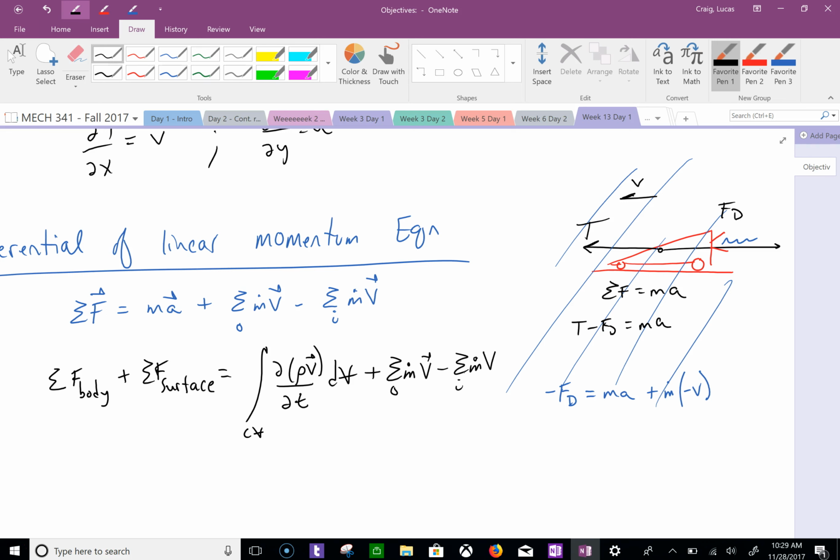Hopefully you notice here we have rho times V, which is mass, and then dV over dt gives us acceleration. So this is the same as this, and that's your control volume. So that's basically mass times acceleration, your inertia of whatever is moving.